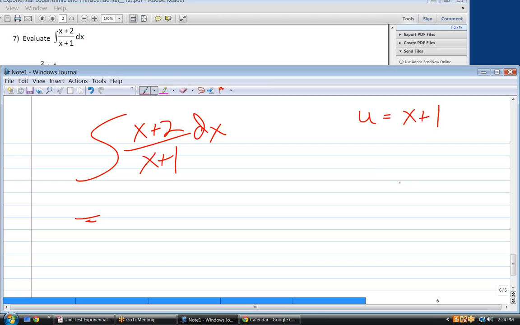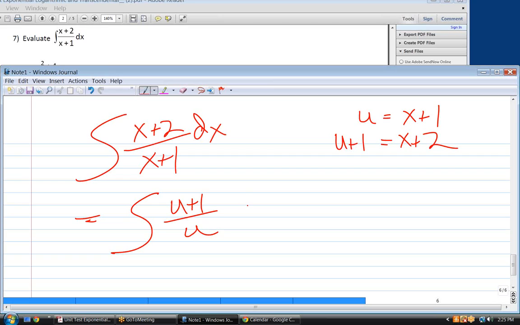If u is x plus 1, then x plus 2 is u plus 1. So now we can turn this whole integral into u plus 1 over u. And that's a lot easier to deal with, because now we can split this into two partial fractions and we're fine. What is du?